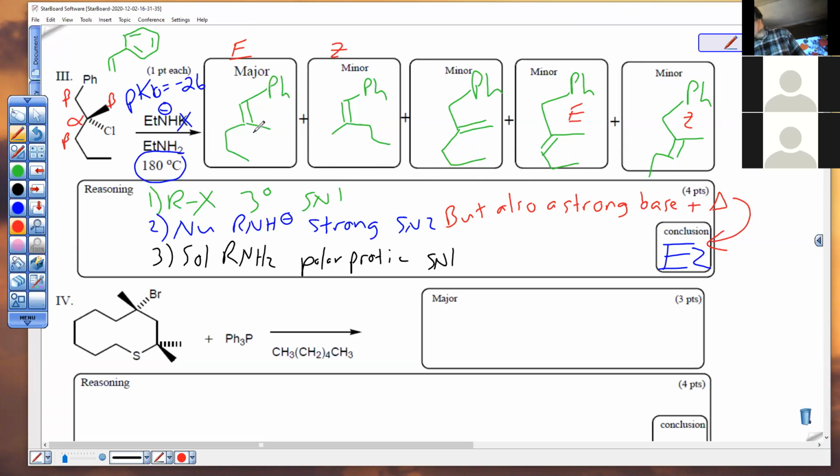And which of these two is bulkier? Propyl's bulkier than a methyl. I want them anti to each other for major and syn to each other for minor. Good story.